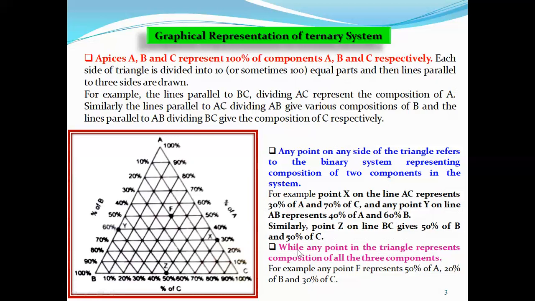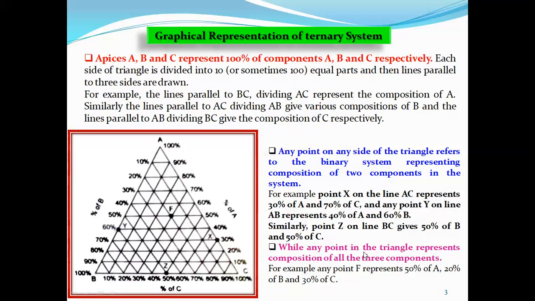So if we take any point on any side of the triangle, at this Z point, which indicates the percentage of C particularly, then if we go through side BC, we get the percentage of B. If we go on side AC, we get the percentage of A. So any point on a side of the triangle gives the binary system. That means the composition of two components.